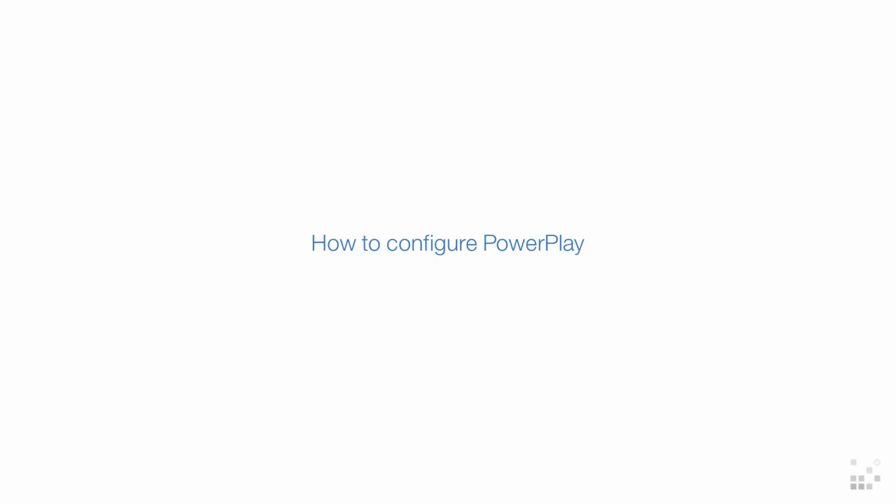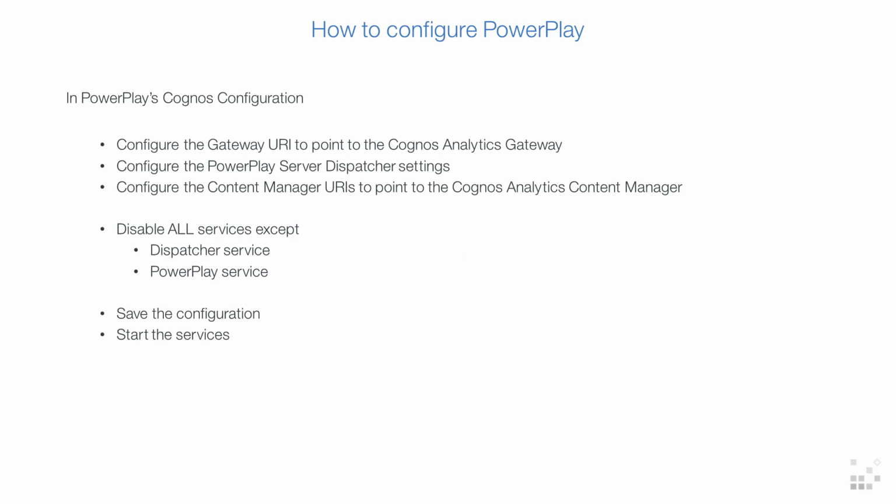We are now configuring Powerplay. In Powerplay's Cognos configuration, expand the Environment folder. Configure the gateway URI to point to Cognos Analytics. Configure the Powerplay server dispatcher settings. Configure the Content Manager URI to point to the Cognos Analytics Content Manager. Disable all services except Dispatcher and Powerplay Service. Once this is done, save the configuration and start the services.